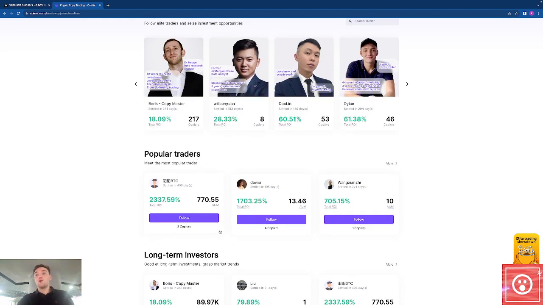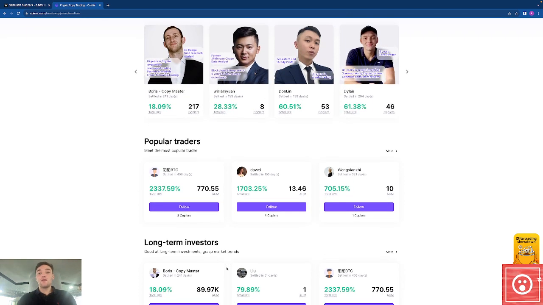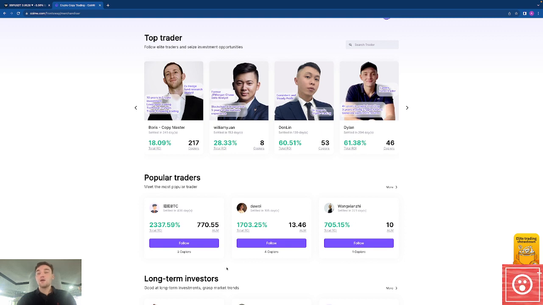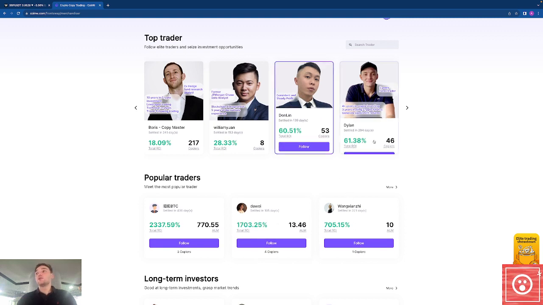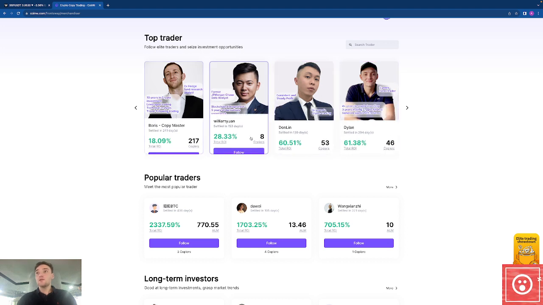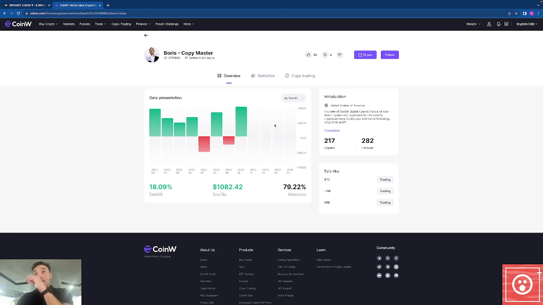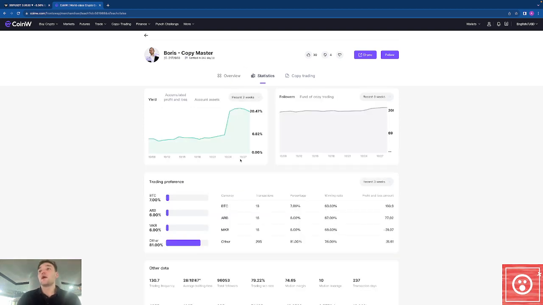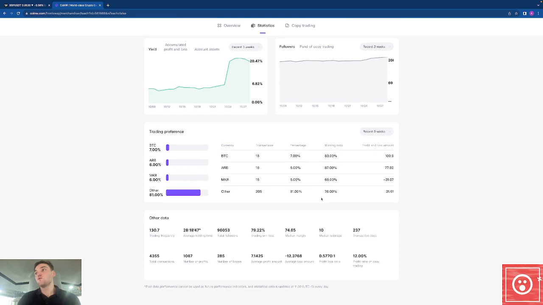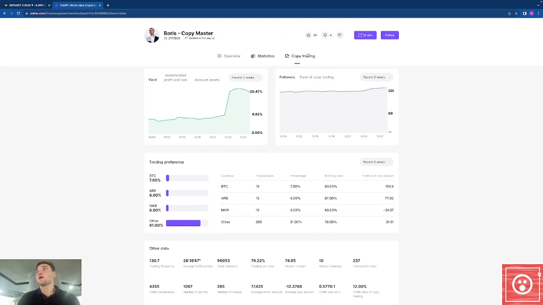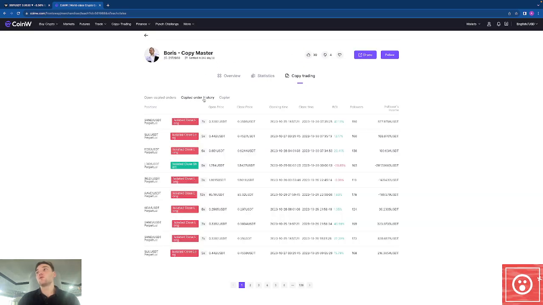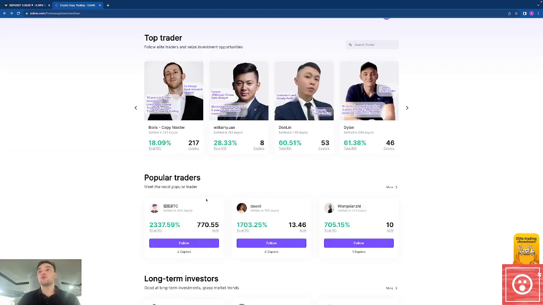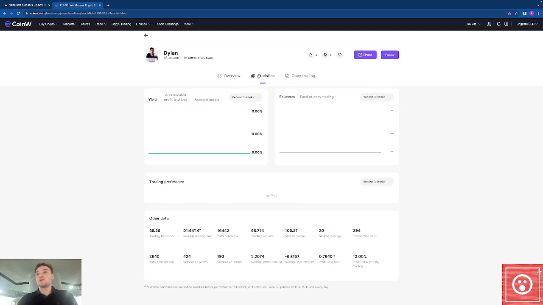There's also a whole bunch of people below. We're going to go over how to set it up, and then I'll show you how to look at the strategies that we are using. Let's say you like the look of Boris. You click on follow, and it shows you his statistics: his win rate on most coins, his winning loss ratio, and his profit and loss per coin over the last 3 weeks. The copy order history shows you all of his wins and losses. If you like the look of him, you click follow.